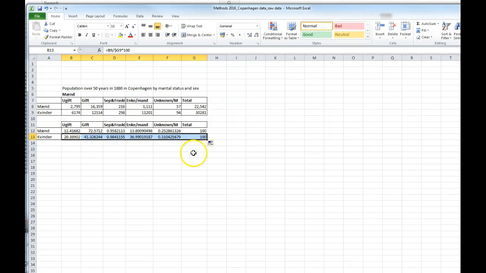In this case, we go back to the same thing. We have the percentage of single, married, separated, widows, and then people for whom we don't know the marital status. And that was it.